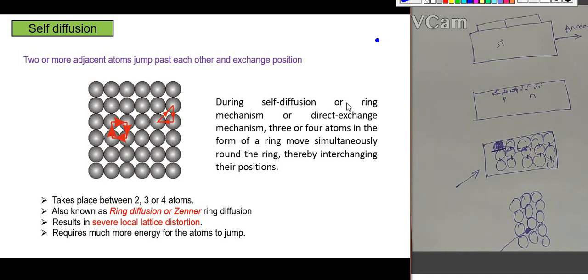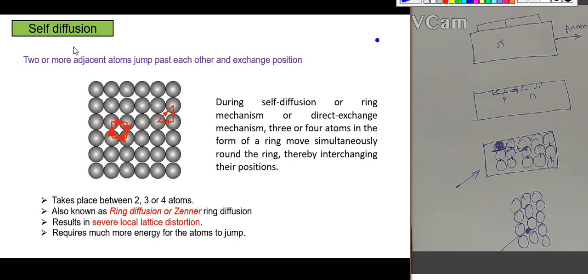Here, during self-diffusion, or the ring mechanism or direct exchange mechanism, 3 or 4 atoms in a ring move spontaneously around the ring, thereby interchanging their positions. They are just interchanging their positions. There is no creation of vacancy or interstitial position. They just exchange their lattice positions. That is the self-diffusion, and the movement is like a ring movement or a triangle movement.